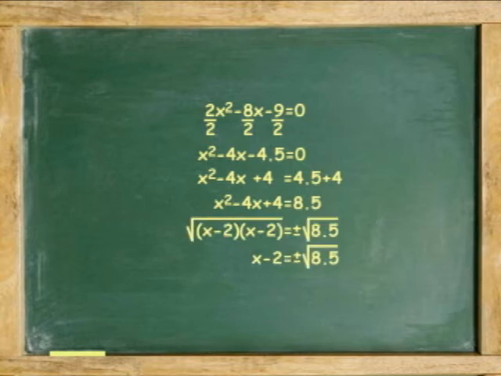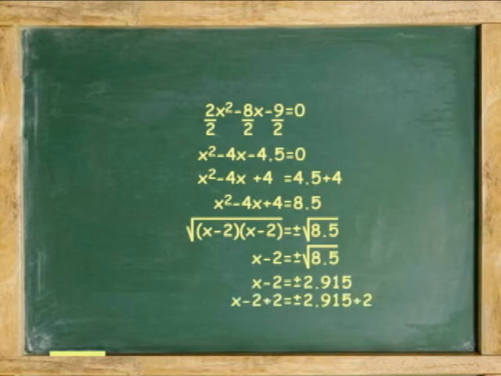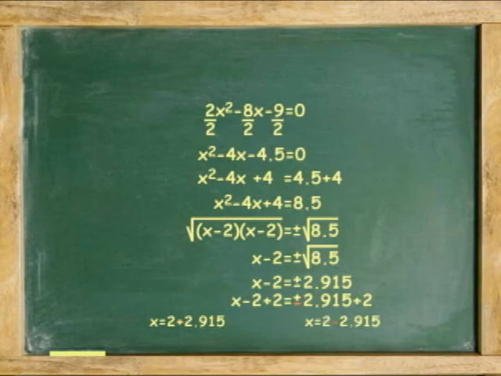x minus 2 equals plus or minus the square root of 8.5, which is 2.915. Add 2 to both sides to move the -2 to the right. x has two values, 2 plus 2.915 and 2 minus 2.915, or x equals 4.915, x equals -0.915.